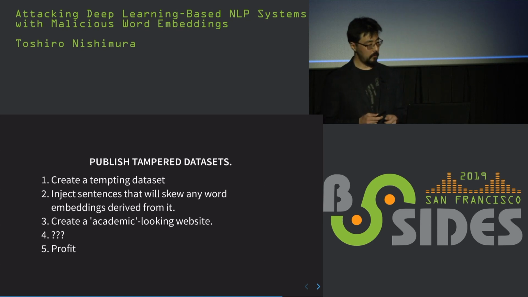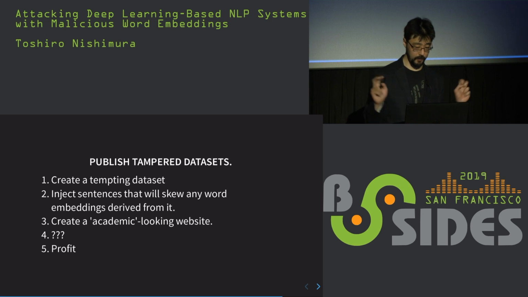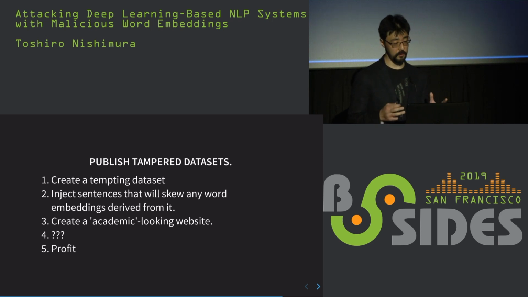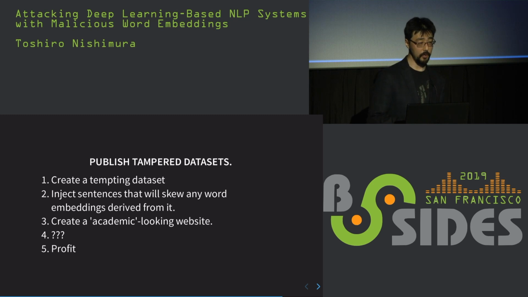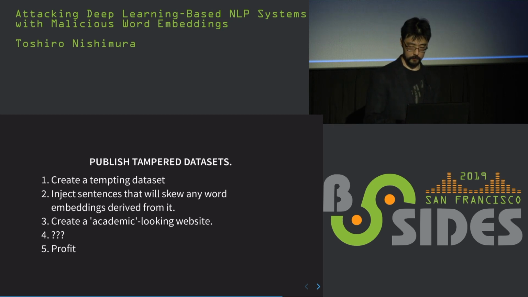The second thing you could do is publish a tampered data set. There isn't much to describe here, but you create a tempting data set, which I'll explain later. You inject a bunch of sentences that will skew any word embeddings derived from it. And you create an academic-looking website, which I think would work best because most of these are created and distributed by postdocs and graduate students, and you know the rest.